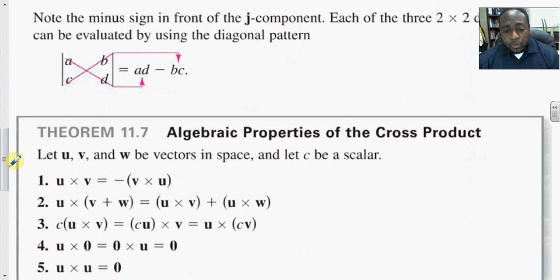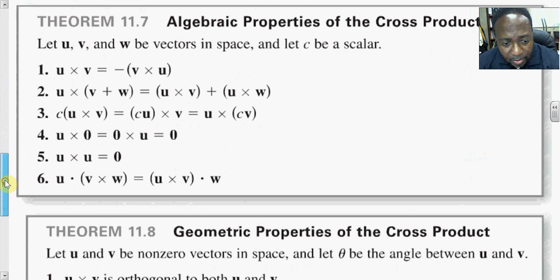So the cross product is helpful. Here, this theorem is a very fancy theorem. 11.3 is just the algebraic properties of the cross product. I think two to take note of is that the cross product of u cross v and the cross product of v and u, if you reverse that, they differ by a negative.